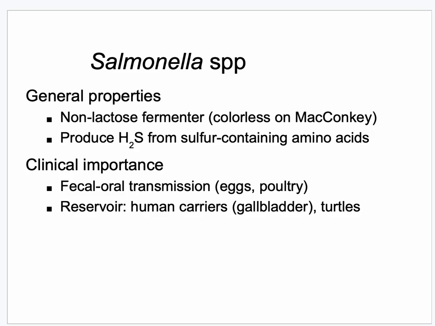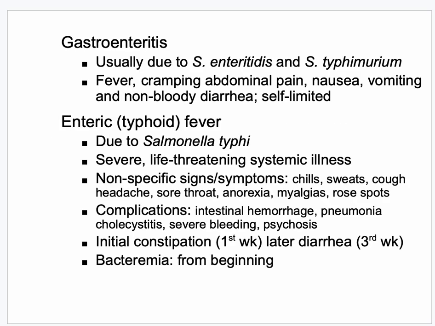And turtles. Okay, turtles. So, when you get gastroenteritis from Salmonella species, it is usually due to Salmonella enteritidis and S. typhimurium. So, you get fever, cramping, abdominal pain, nausea, vomiting, and non-bloody diarrhea. But this is very self-limited.